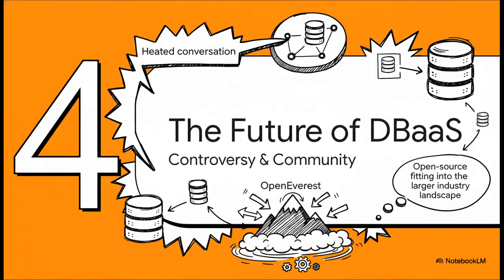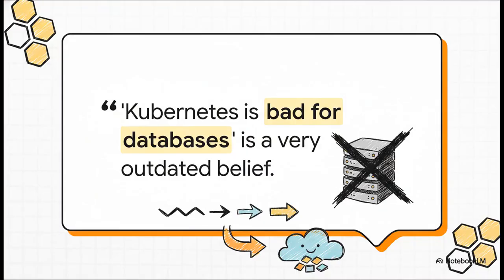Okay, let's wrap up with our last section, the future of DBaaS. What's so interesting here is how OpenEverest fits into the broader industry conversation, because this project didn't just appear in a vacuum. It landed right in the middle of a pretty lively debate. You see, when OpenEverest was first announced, it definitely sparked some controversy. There was a lot of skepticism from people who still hold on to that old idea that Kubernetes, which was originally for stateless apps, is just the wrong tool for something as critical as a database. But as this comment points out, that belief is getting pretty outdated pretty fast.